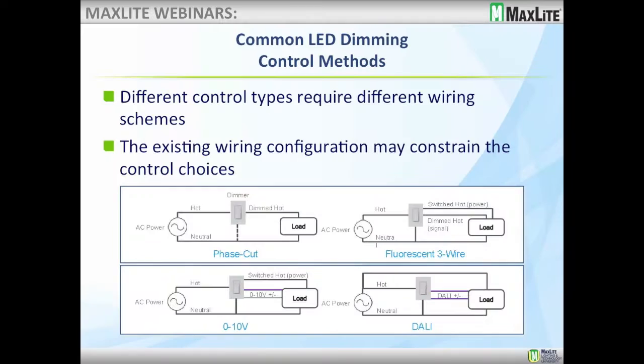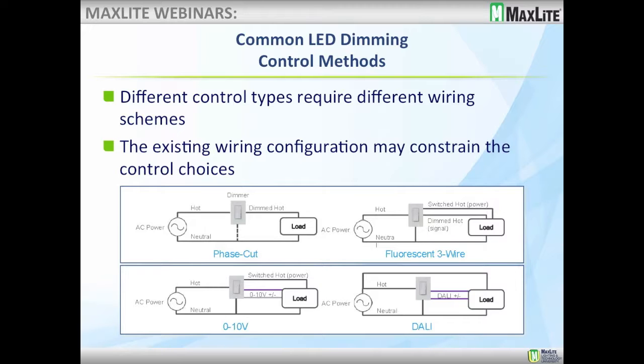So the second thing is that there's different wiring schemes for these different types of controls. Where you see phase cut in that diagram, that's also triac dimming, so please don't get confused by that. But phase cut is triac dimming. The nice thing about triac dimming is that you only need the standard hot and neutral lines going to your fixture. You don't need additional wires. So if you've got an existing construction where you want to put in dimming LED fixtures or dimming LED light bulbs or something like that, usually the triac dimmer is going to be your best bet, and you need to go with a triac compatible LED fixture.